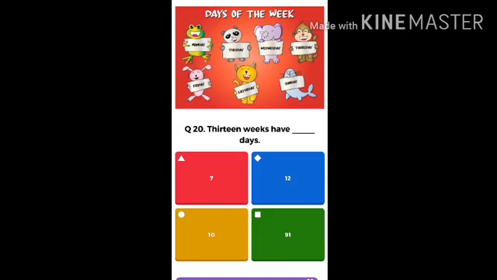13 weeks have dash days. How many days are there in 1 week? 7 days. Then how many days will be there in 13 weeks? It means 13 times 7. 13 multiplied by 7 is equal to 91 days.